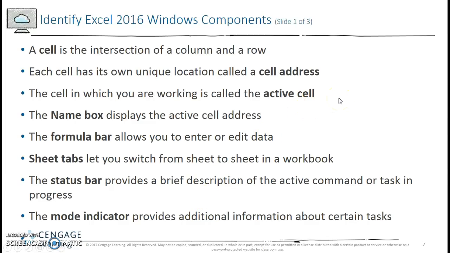So let's talk about a cell. A cell is the intersection of a column and a row. Each cell has a specific location. It's called the cell address, and we'll take a look at that when we get into the spreadsheet.